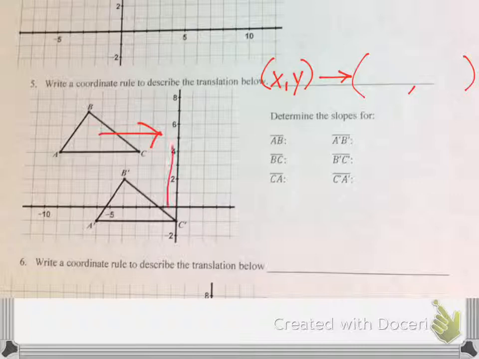Over something, down something. Down 8, right? Just kidding. I heard over 3, down 5. Okay. Over 3, down 5. Okay, how do I write that? It would be X plus 3, and then Y minus 5.